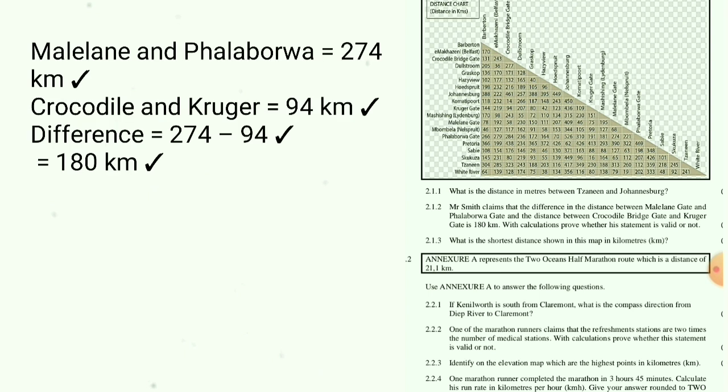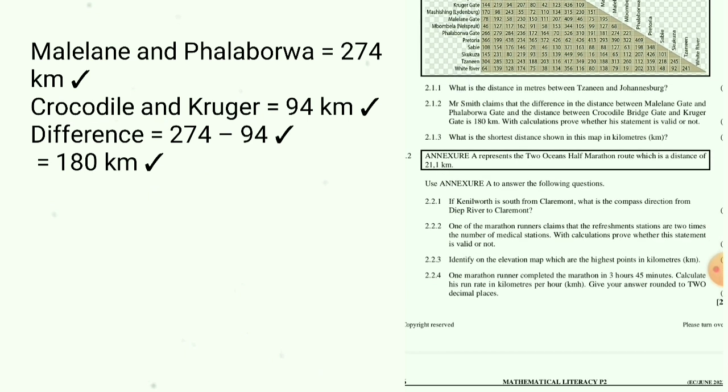between Crocodile Bridge Gate and Kruger Gate is 180 kilometers. With calculation, prove whether his statement is valid or not. Okay, this is 5 marks. Doesn't mean it's long. So look at the map again and pause the video. Malelane and Palabora equals 274 kilometers. Crocodile and Kruger equals 94 kilometers. Now we are just trying to find the difference. 274 kilometers minus 94 kilometers is 180 kilometers. The statement is valid. Done.